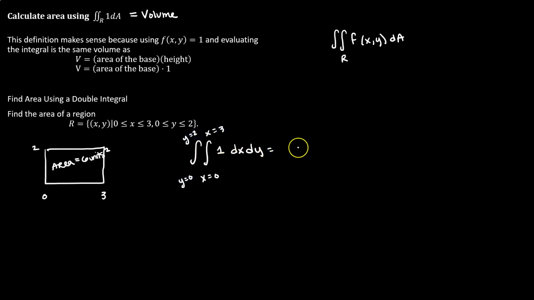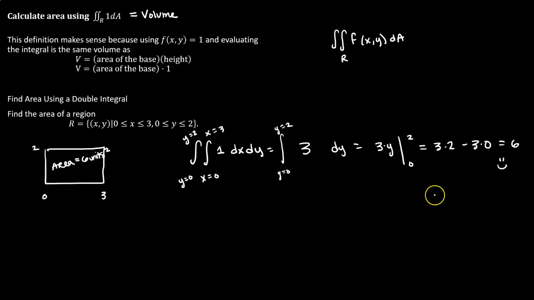If we integrate with respect to x first, 1 turns into x. x is evaluated from 0 to 3. If I evaluate x between 3 and 0, it just comes out as 3, so I'm going to replace what's inside of there with a 3. Integrate that with respect to y, that becomes 3 times y, where y goes from 0 to 2, so that becomes 3 times 2 minus 3 times 0, which is 6. And we're happy because it's the same number.